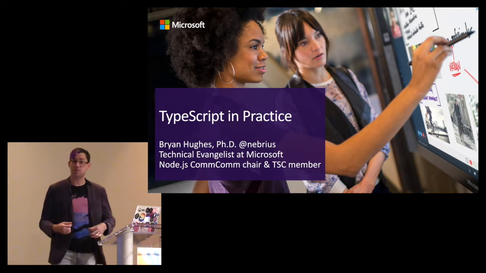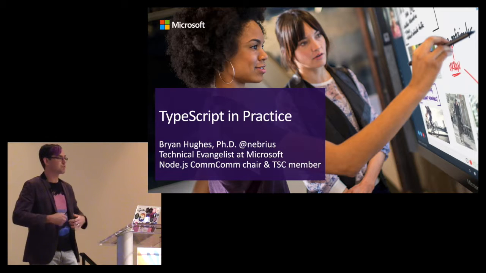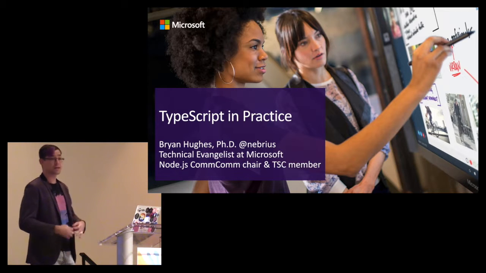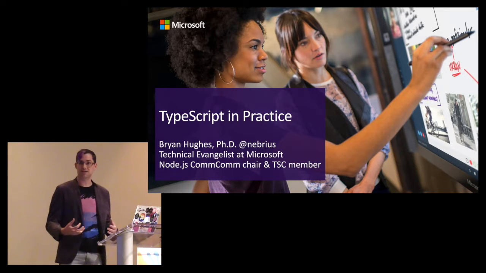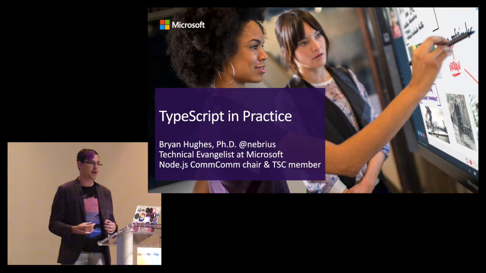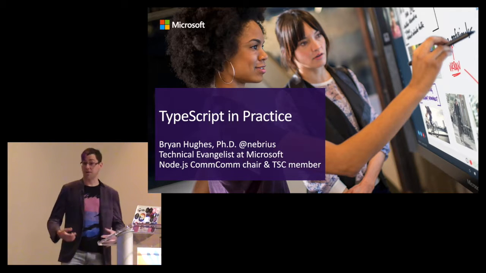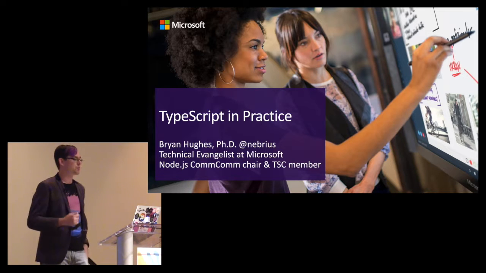And so today we're going to talk about using TypeScript in practical applications. We're going to talk about the language, some of the features it has, but we're also going to spend some time talking about how you integrate it with a lot of other modern web tools as well. Because I found that often is a sticking point for folks.